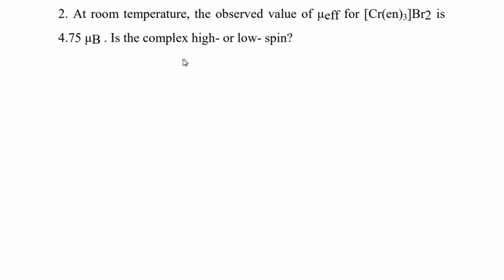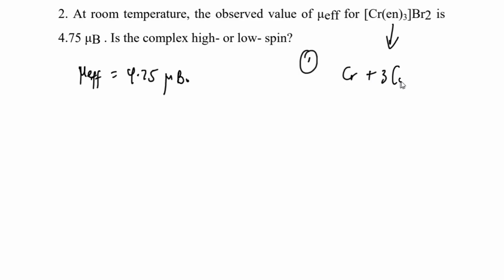So looking at this question also, at room temperature, the observed mu effective was 4.75, right? So is the complex high spin or low spin? Basically, for us to do this, we need to calculate the oxidation number. That's the first thing. For us to calculate that, we simply write the complex as Cr plus 3 into bracket 0 plus 2 into bracket minus 1. Bromine is a halogen, so its oxidation number is minus 1, equals 0. So Cr becomes plus 2.